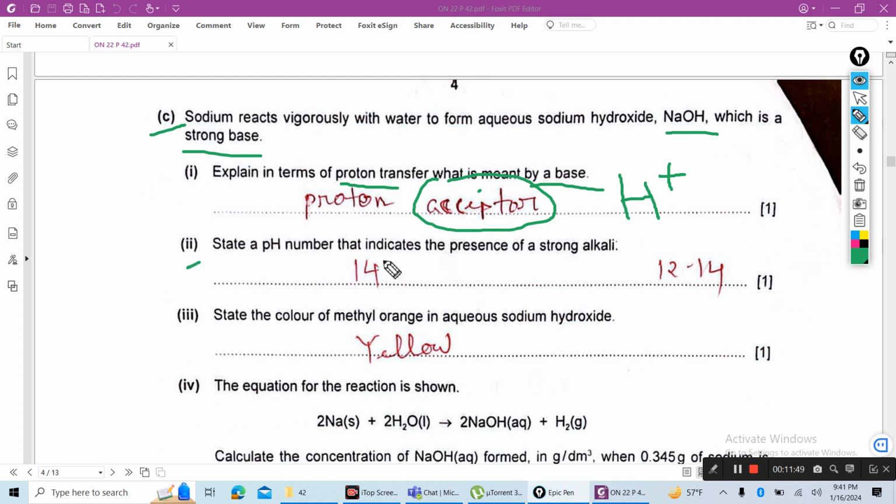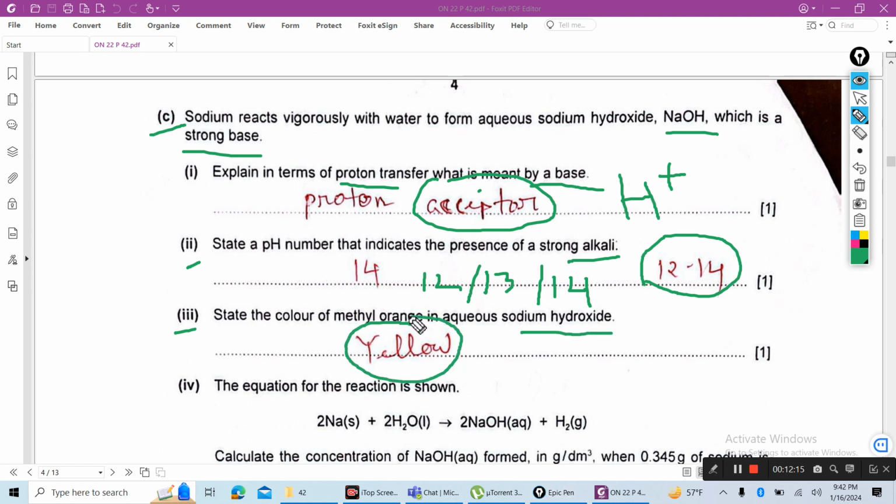State a pH number that indicates the presence of a strong alkali. Strong alkali pH 12 to 14. So you can write 12 or 13 or 14. You get marks. Any number. Number 3. State the color of methyl orange in aqueous sodium hydroxide. Yellow. Methyl orange in alkali sodium hydroxide yellow, acid red, neutralization orange.